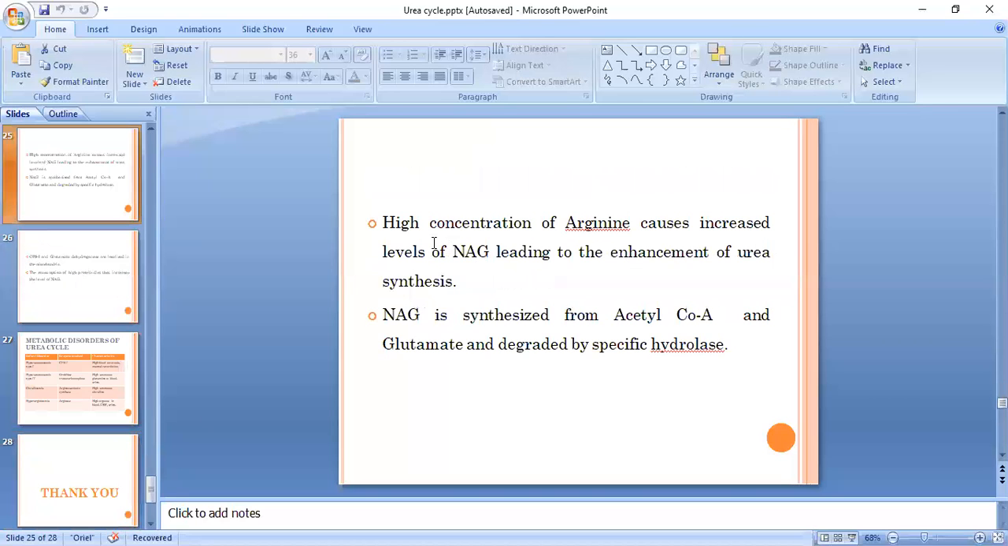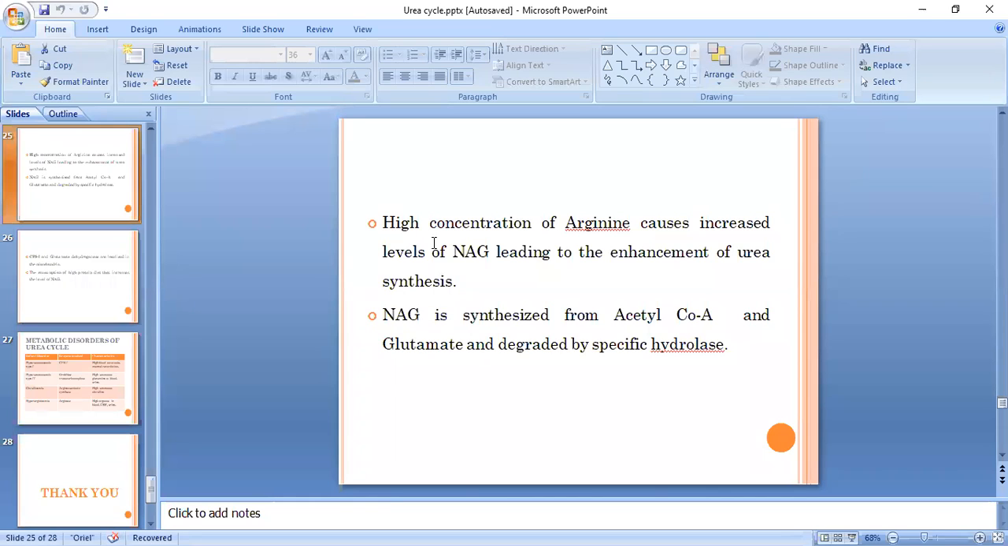So here what will happen? The high concentration of arginine causes increased levels of NAG, leading to the enhancement of urea synthesis. So NAG acts on CPS1. CPS1 activity will increase when arginine level increases. Then urea synthesis can be enhanced. So let us see how this NAG is synthesized.